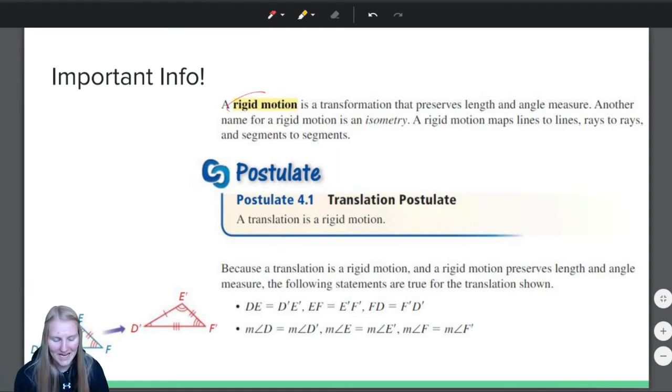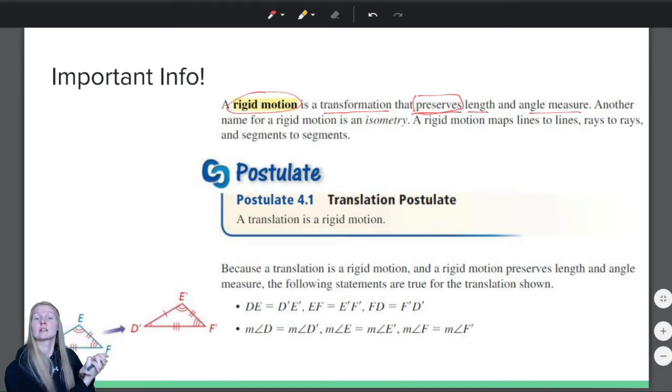Okay, let's move on to the next part of our lesson today. A rigid motion. You're going to hear more about this as we move on through chapter 4. A rigid motion is a transformation that preserves length and angle measure. What does it mean to preserve something? If I am preserving it, I am keeping it. I'm keeping it safe. I'm keeping it the exact same.